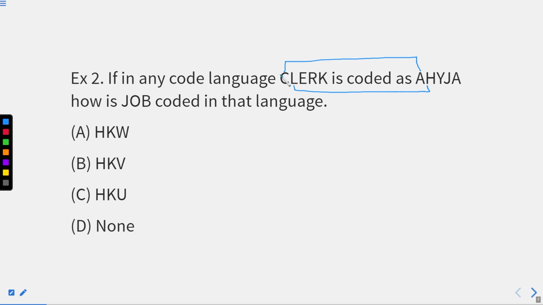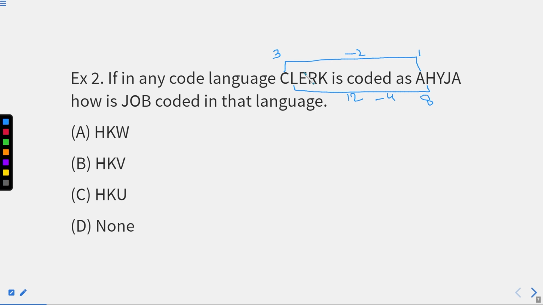Now, you know the place value of C is 3. You know the place value of A is 1. So, -2 is there. For L, you know the place value, that is 12. For H, you know the place value, that is 8. So, -4 is there.